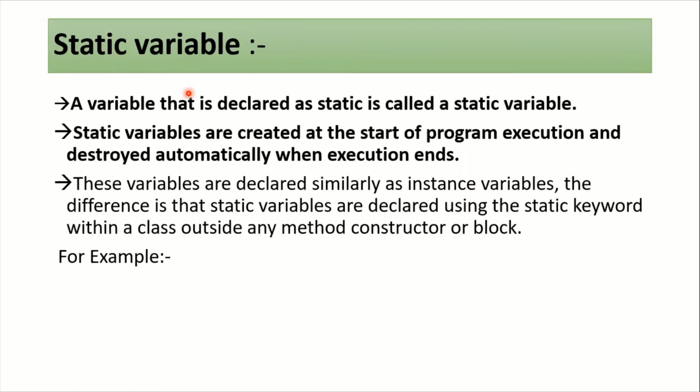Next, static variable. A variable that is declared as static is called a static variable. Static variables are created at the start of the program execution and destroyed automatically when execution ends. These variables are declared similarly to instance variables, but the difference is that static variables are declared using the static keyword within a class but outside any method, constructor or block.